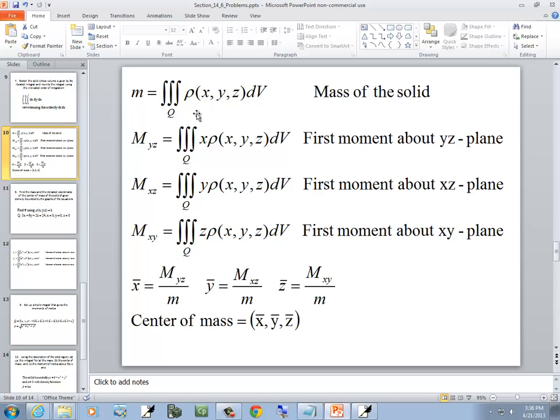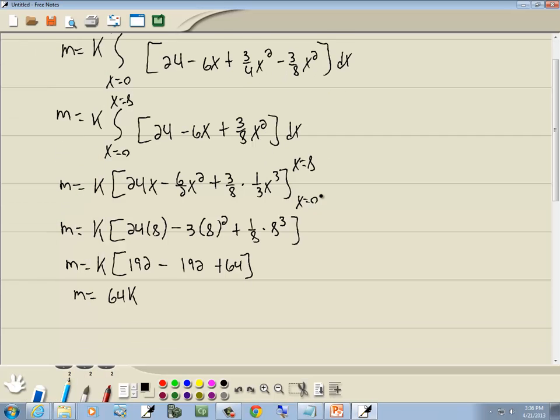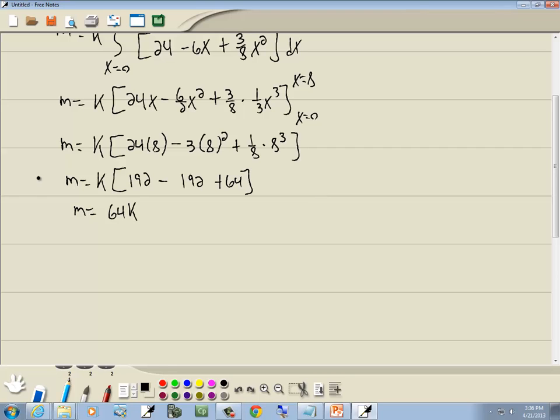So we just found m. Well, we want to find x bar, so we want to find our first moment about the yz plane. So we're going to find this. And our formula, let's see, I got these written down here. X equals 0 to x equals 8. Y is equal to 0 to y is equal to 4 minus 1/2 x. And z is equal to 0 to z is equal to 12 minus 3/2 x minus 3y.